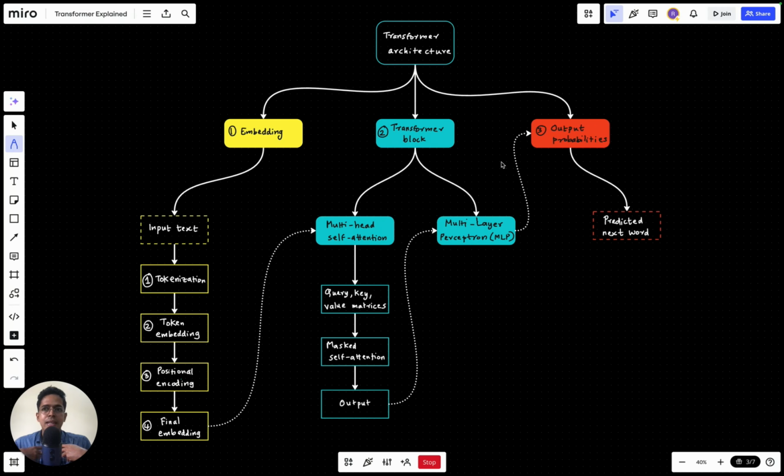I have personally seen that each time I read the Attention Is All You Need paper, I end up understanding something new. Although the paper itself is relatively short, it is so dense and so difficult to understand, because the transformer itself is a very complex yet very beautiful architecture that people have invented.